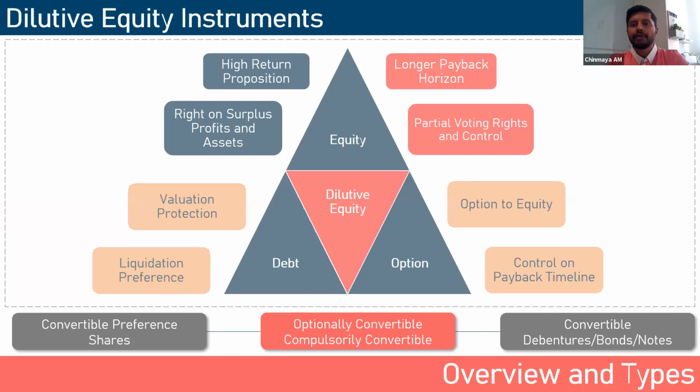Longer horizon of payback and partial voting rights and control would be there. Should not say partial voting rights because it all depends upon how we structure it in articles of association and SHAs. Option to convert into equity would be there, and control on payback timeline could be there. We may have exit clauses in convertible instruments. So commonly seen are convertible preference shares, compulsorily convertible shares, or optionally convertible shares, or convertible bonds, notes or debentures.